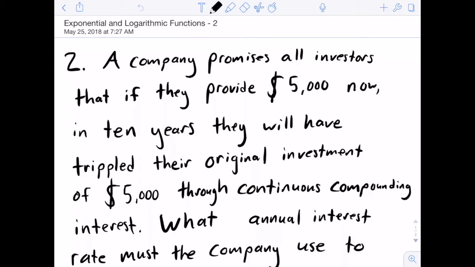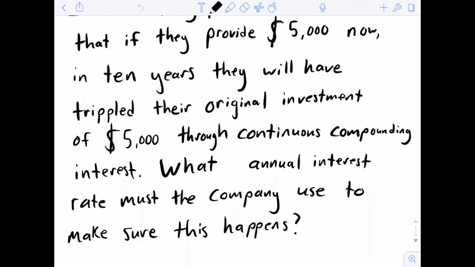Okay, for the next question, something similar, but different than what we've seen before. So a company promises all investors that if they provide $5,000 now, in 10 years they will have tripled their original investment of $5,000 through continuous compounding interest. What annual interest rate must the company use to make sure this happens?